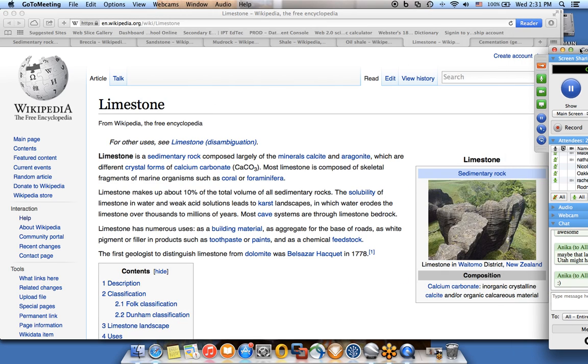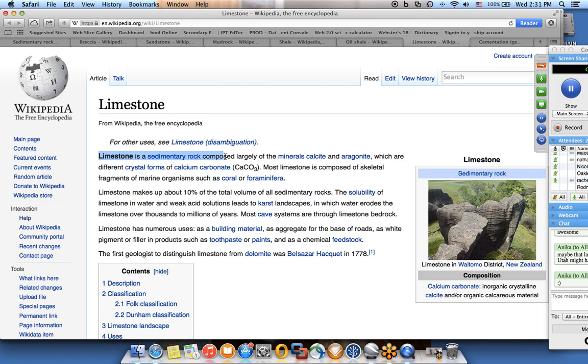Limestone is also a sedimentary rock composed largely of the minerals calcite and aragonite. So if I want to know more about what calcite and aragonite are, I would go and click on those links. But let's keep reading a little bit. It says, which are different crystal forms of calcium carbonate. Oh, okay, so limestone is made of crystals of calcium carbonate, and I have here the formula.